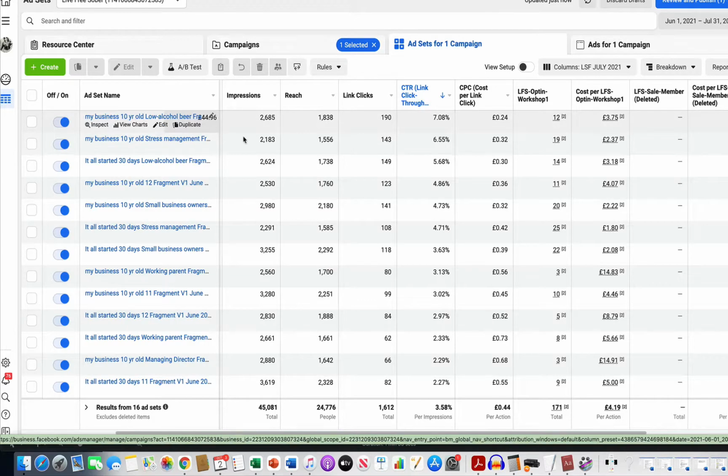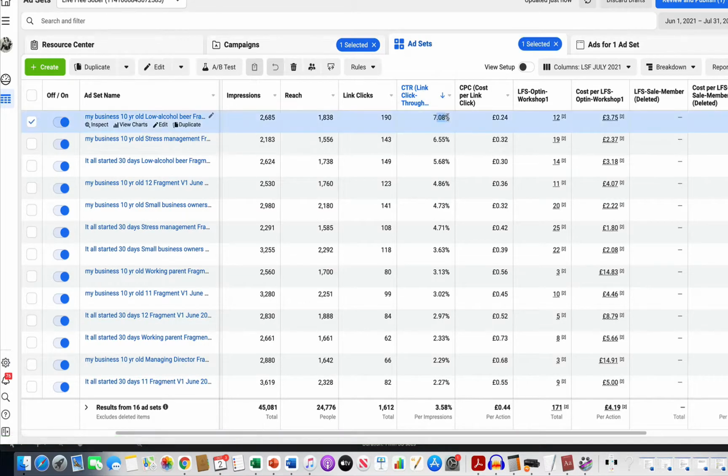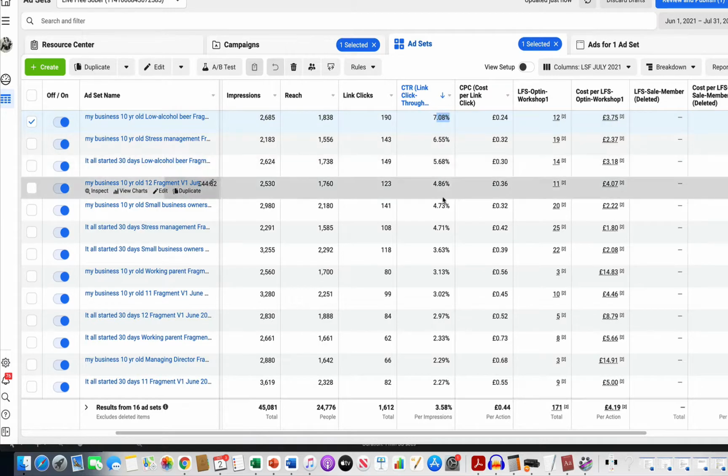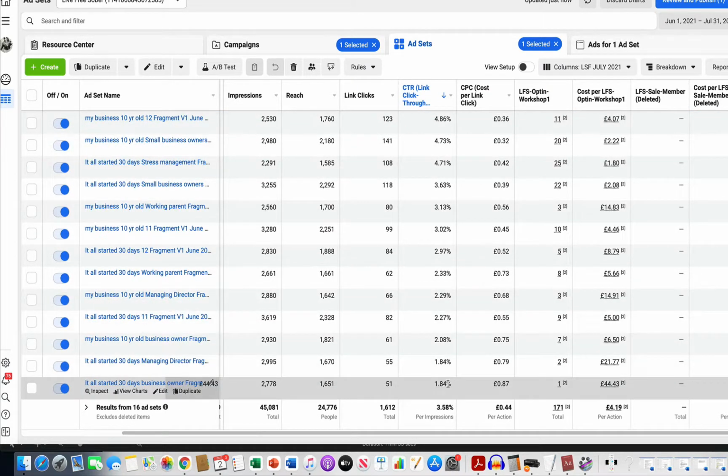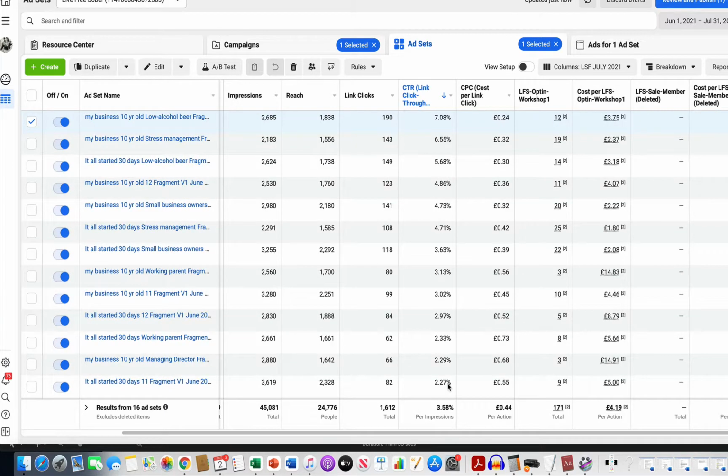Now, some of the ad sets have got click-through rates of 7%, 6.5, 5.6. Even the worst performing ad is coming in at 1.84. Okay, so I know our click-through rates are pretty good.